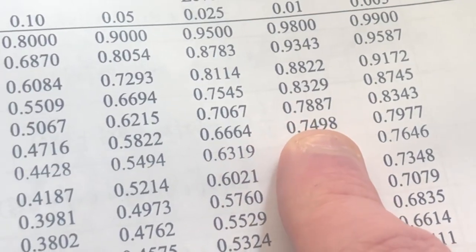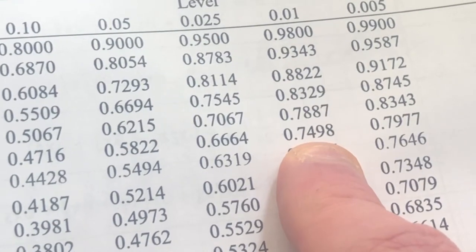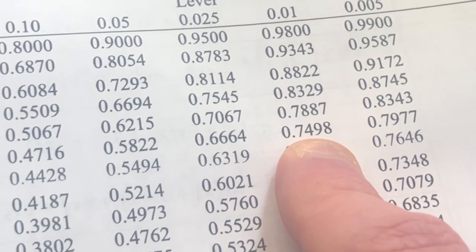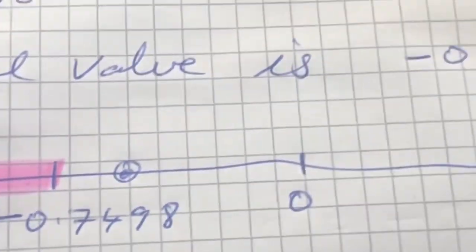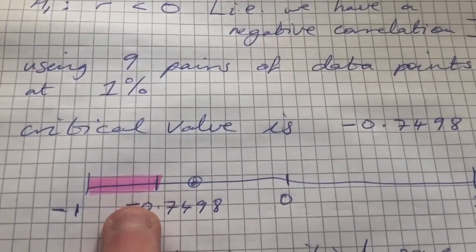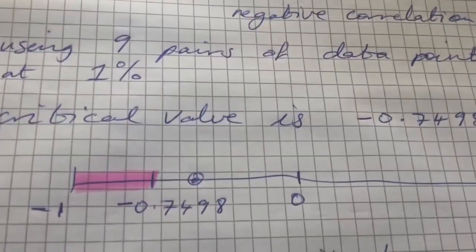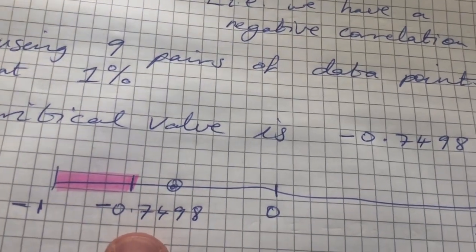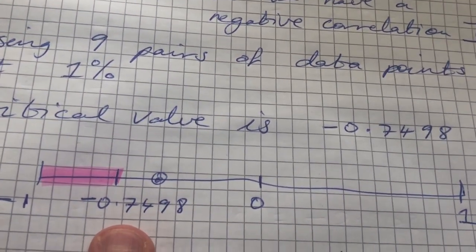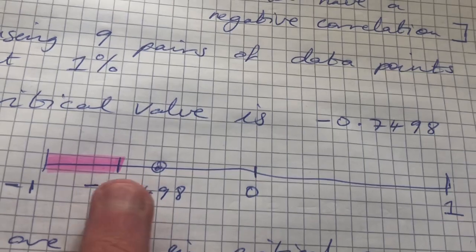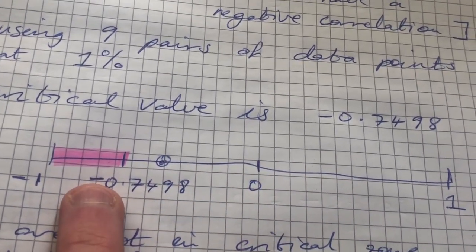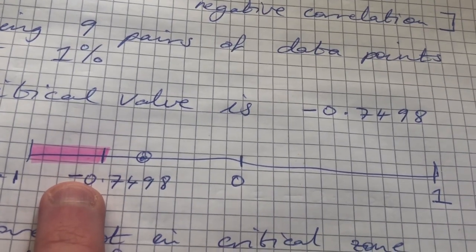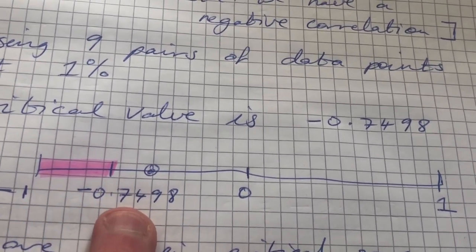So my critical value is 0.7498. But what exactly does that mean? How is that used? Well, there's a picture. Our critical zone then on the correlation coefficient scale would be plus 0.7498 on the tables, but because I'm looking for lower than 0 correlation, I go into the negative part of the range and I make that value from the tables negative.